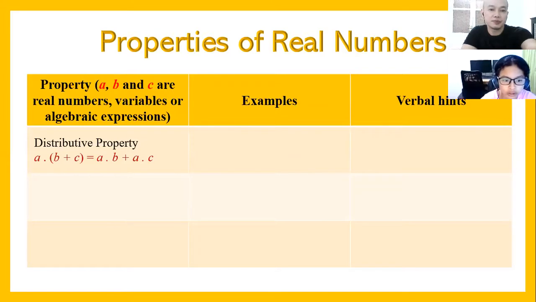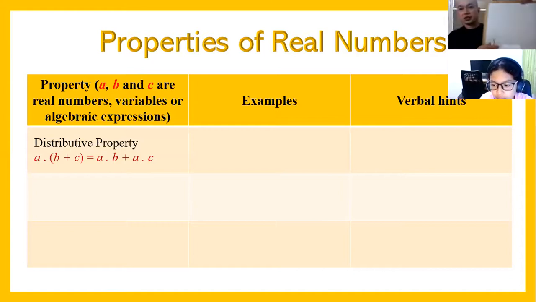Distributive. A times, the parenthesis, B plus C equals A times B plus A times C. Yeah, you call that a distributive property. How do you understand that? Okay, I will let you see in the board. So this is what it means.